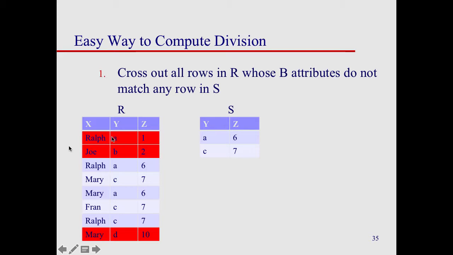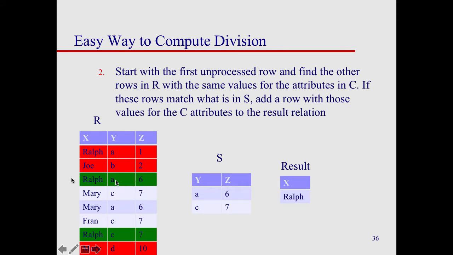But when I was first trying to learn, I was thinking, okay, how do I calculate the result? Well, the first thing you do is you cross out, which I did in red, all the tuples in R that don't match S. So here, Ralph has attributes, values A for Y and 1 for Z. So that just doesn't match at all, so it can't possibly be in the result. So then what we're left with is just the tuples in R where the attributes for B, which are also the attributes in S, exactly match.